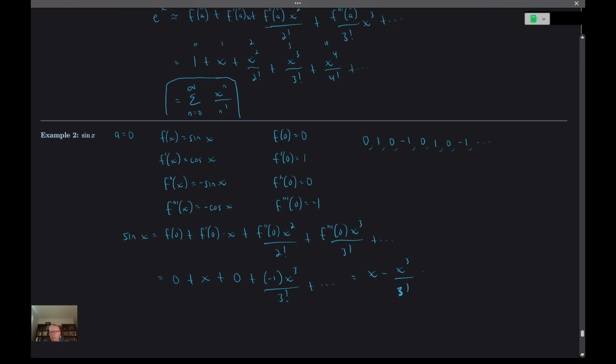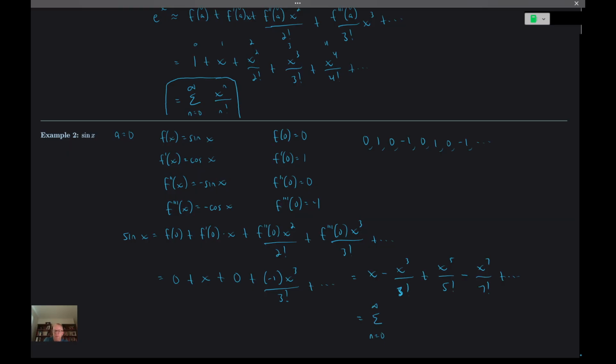And you can imagine, if you need to, you can write it out, but you can probably imagine the next non-zero term will be x to the 5th over 5 factorial. And then the next term will be minus x to the 7th over 7 factorial, and on and on and on. So write out as many terms as you need to start to see the pattern, because there will always be a pattern.